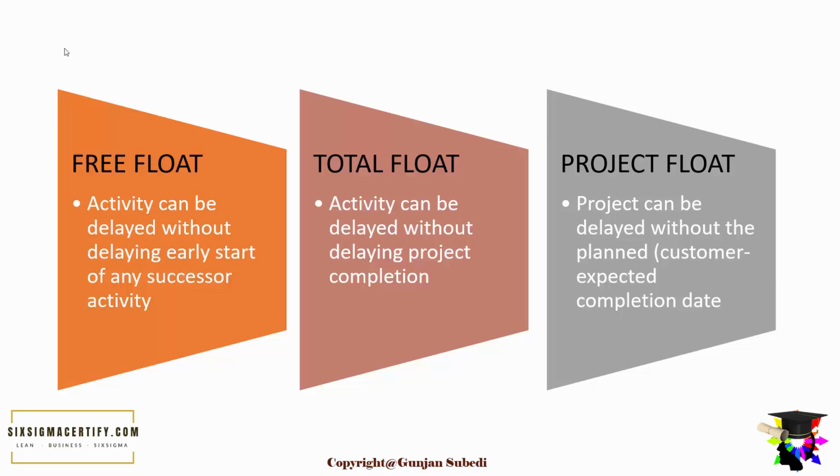As I already told you, there are three kinds of floats. The first one is free float, in which the activity can be delayed without delaying the early start of any successor activity. Then there is total float, in which an activity can be delayed without delaying the project completion. And there is project float, in which the project can be delayed without passing the customer's expected completion date. In the PMP examination, chances are that you will get questions to calculate the total float. And in this lecture too, I will show you how to calculate the float so that you can delay any activity.